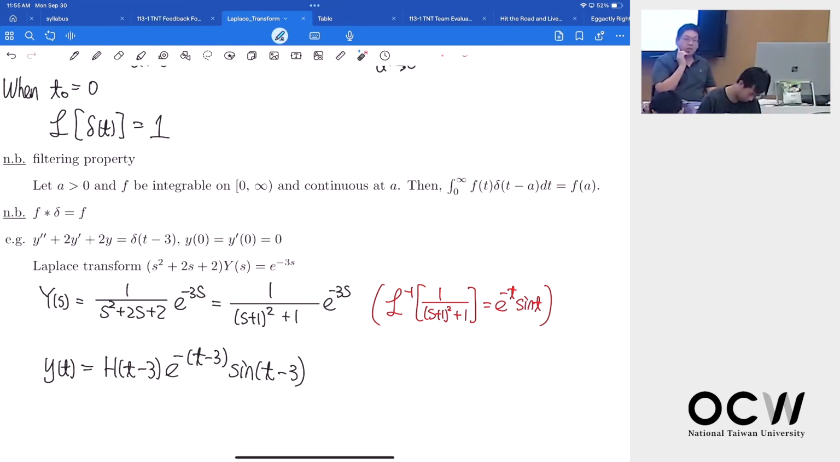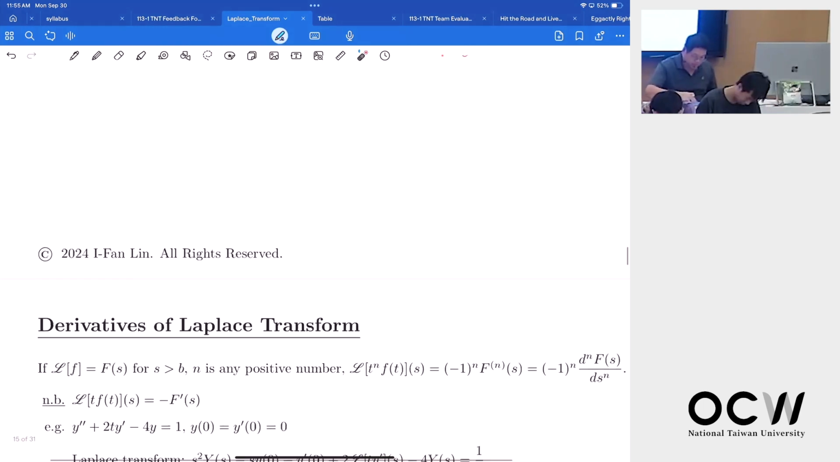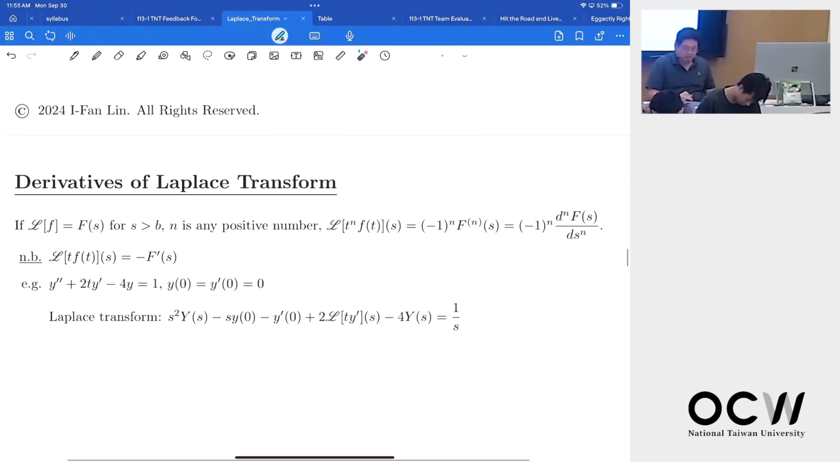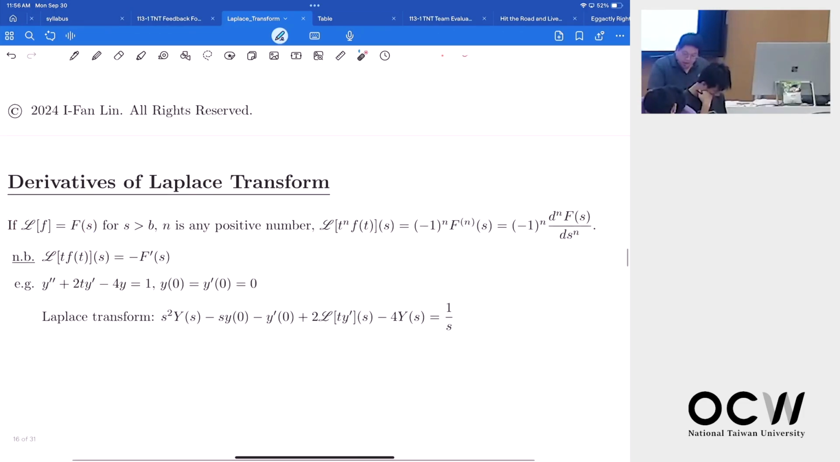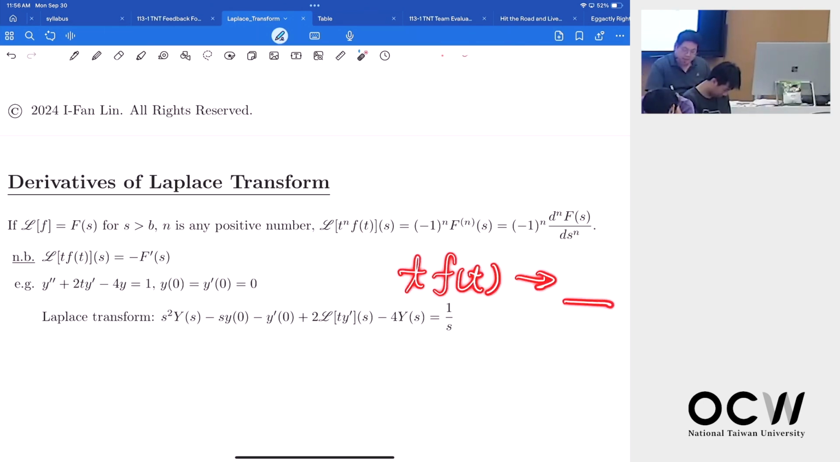If not, let's see what the derivatives of the Laplace transform are. Here you can see that I can also take derivatives with the Laplace transform. And what is this? Suppose I have a Laplace transform, and I need to take the derivative of it. That means in your time domain, I multiply by t to the n. Every time I multiply by t, that means in the Laplace transform, I need to take the derivative.